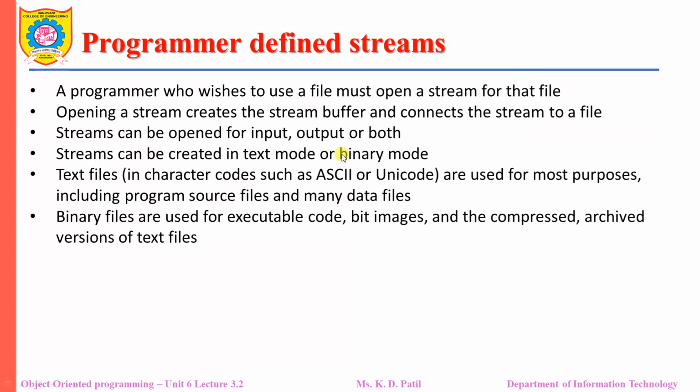The text files in the character codes such as ASCII or Unicode are used for most of the purposes including program source files and many data files, whereas the binary files are used for executable code, bit images and the compressed archive versions of the text files.